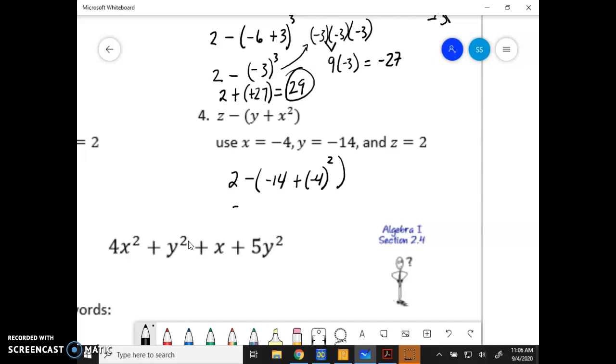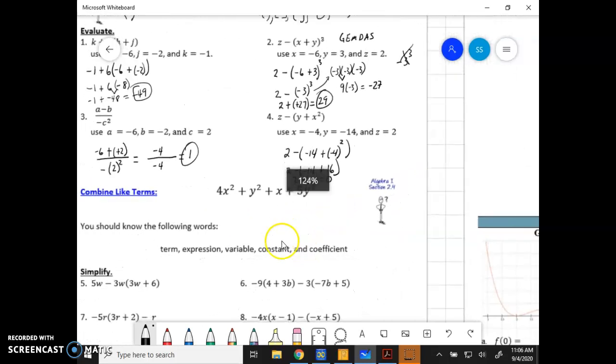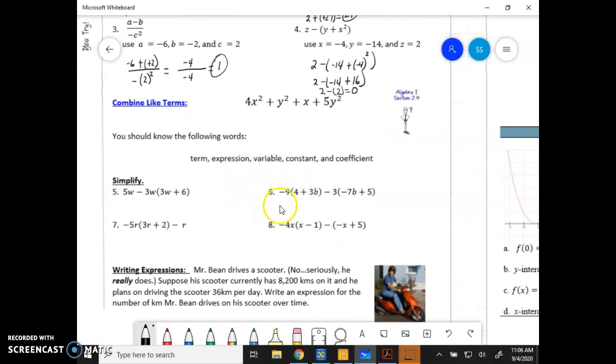All right. So let's just update this problem. -14 plus -4 times -4 is +16. So this is the updated problem. Now I need to solve inside here first. -14 plus 16 is 2. And looks like we get 2 minus 2. Looks like your final answer here is 0. All right, moving on. So that is evaluating. So just a quick little review here.